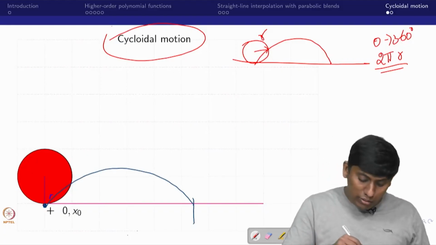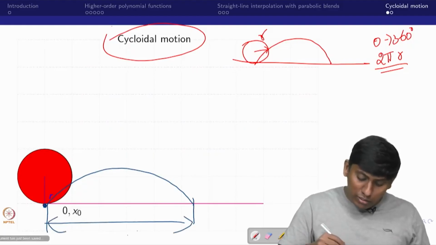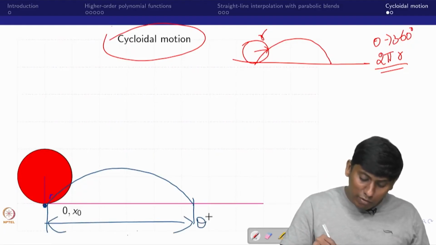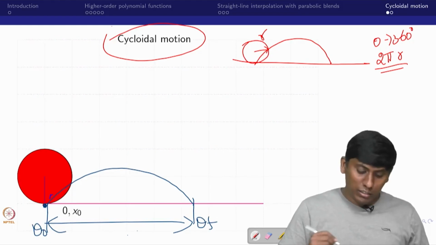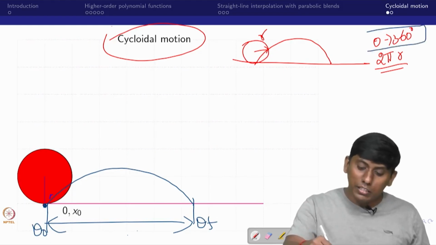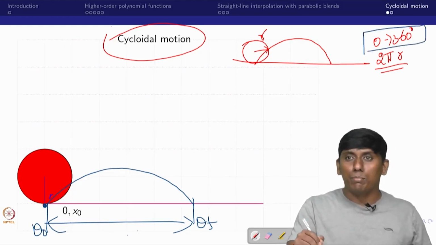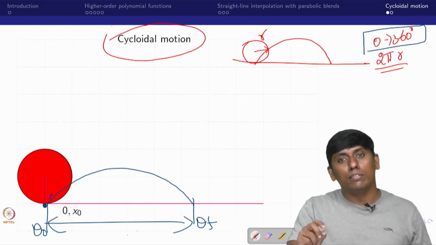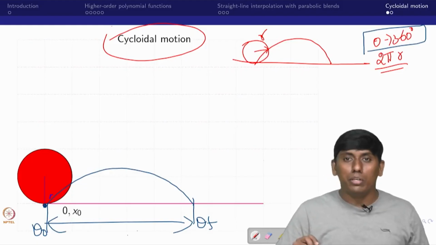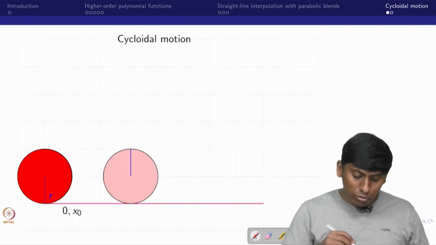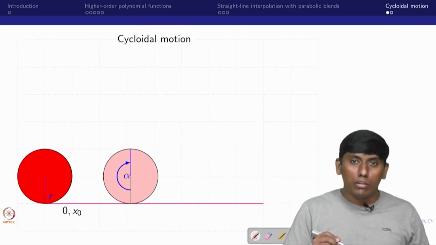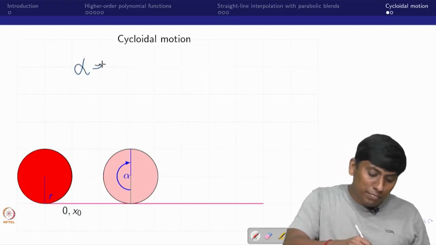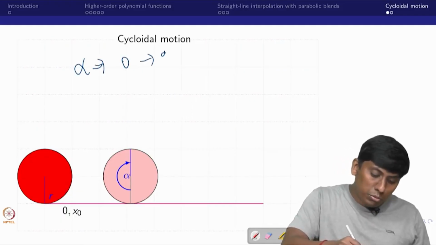Now for the total distance covered, I assume that this is theta f, and this is theta naught. Then I can relate this 0 to 360-degree with respect to time, and then I can generate this cycloidal motion. So that is what we are trying to do. You can see this is the same thing rotated 180-degree. Now you can see that this I call alpha. This alpha varies from 0 to 2 pi.